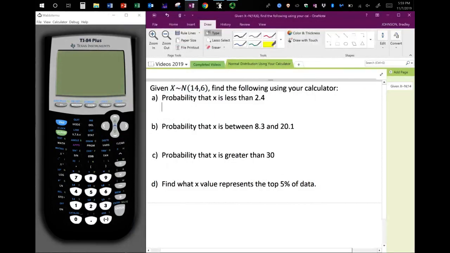Hello, my name is Professor Johnson, and today I will demonstrate some calculator buttons for you using the normal distribution.